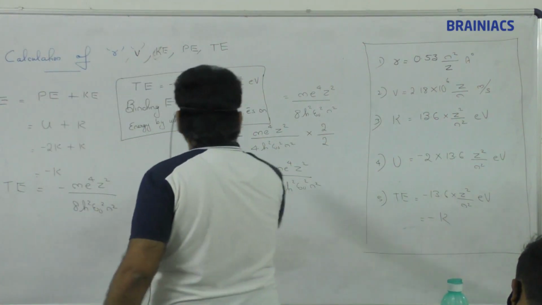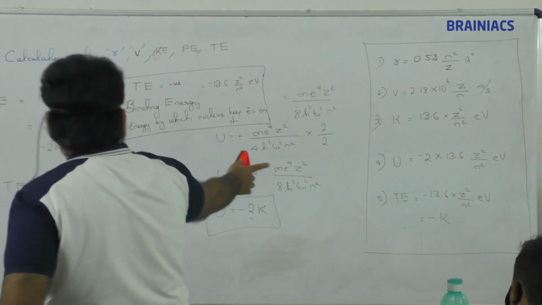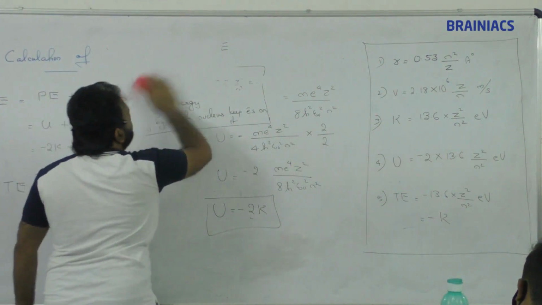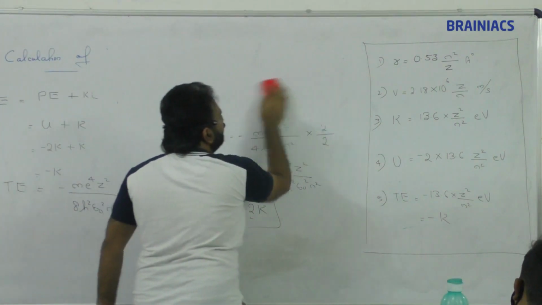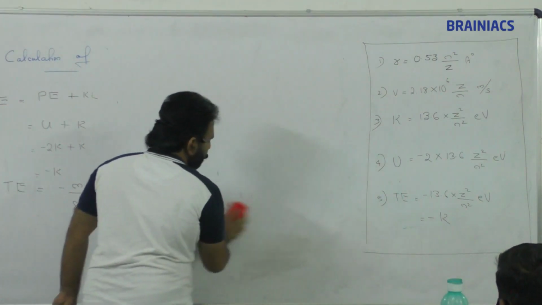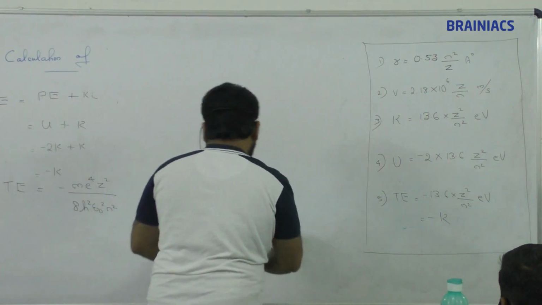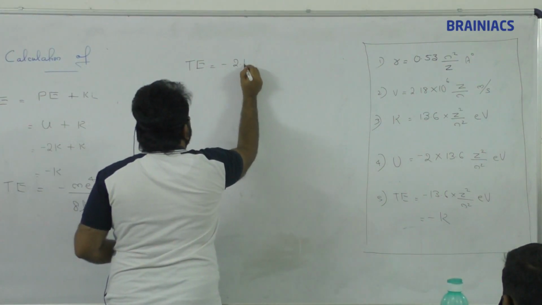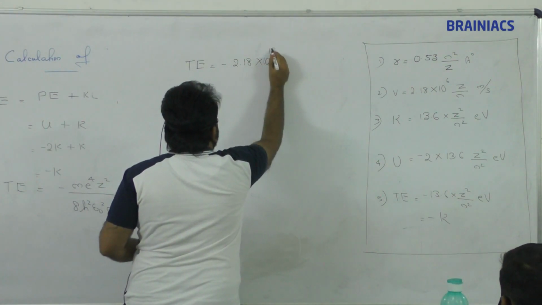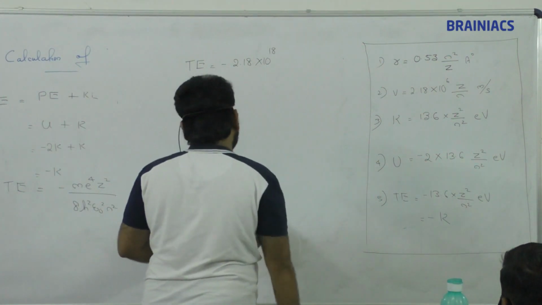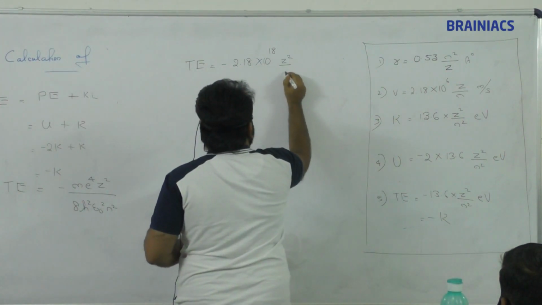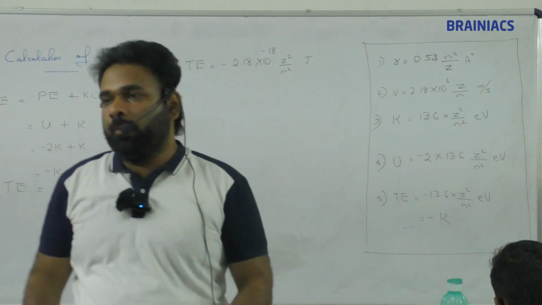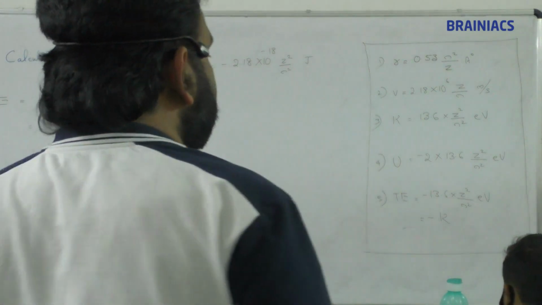Now see, these are all in electron volts, right? So we may get questions in joule also. So remember that value also, so that we need not waste time calculating. I could say total energy is equal to minus 2.18 into 10 raised to minus 18 Z square by n square joule.